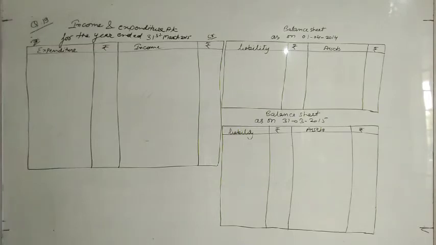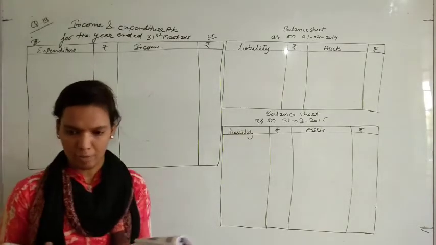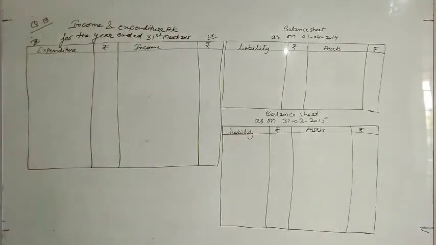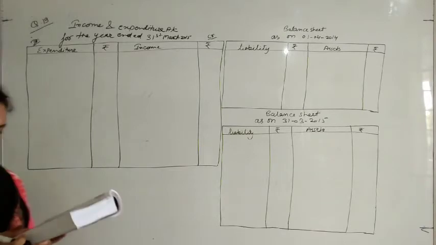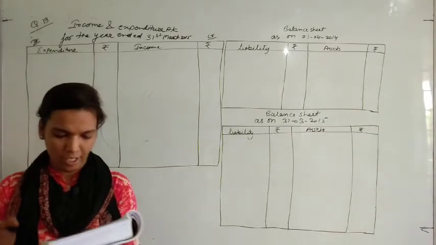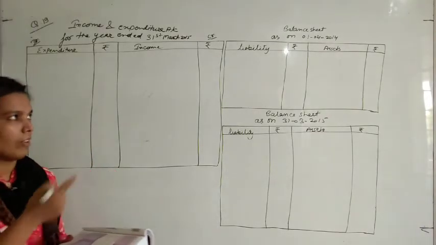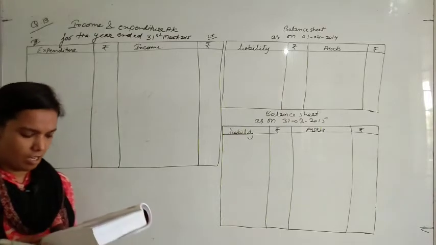So first of all, I am going to read the additional information here because it will be very helpful for you. On the basis of the additional information, you may tick the points in your receipt and payment account so that we will not get confused in these accounts.